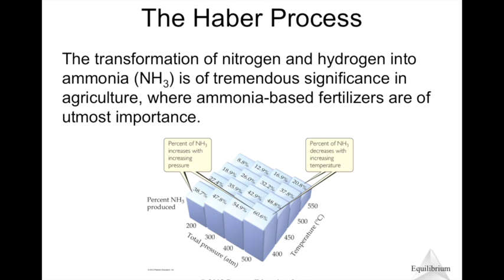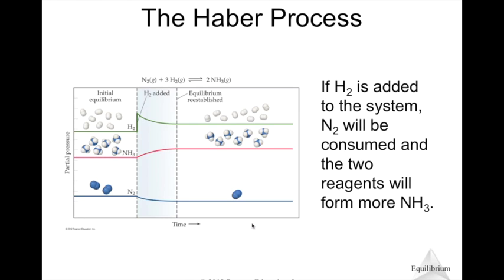So I talked to you before about the Haber process. The AP board likes to use this as an example because it's a great example of equilibrium use and energy. We take nitrogen and hydrogen and turn them into ammonia, which is really good for agriculture because we use that for fertilizers. And what we see here is the percent of NH3 increases as you increase pressure and as you increase temperature. So you want a reaction that has a lot of pressure and high temperature, and that's when you're going to get the greatest percentage increase of NH3.